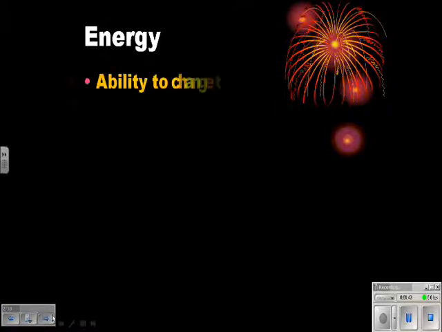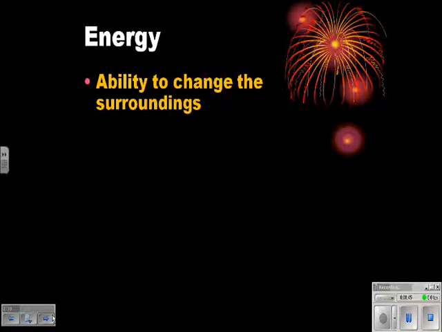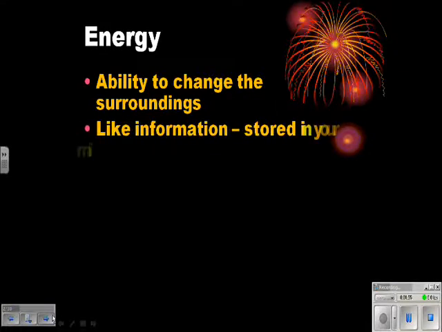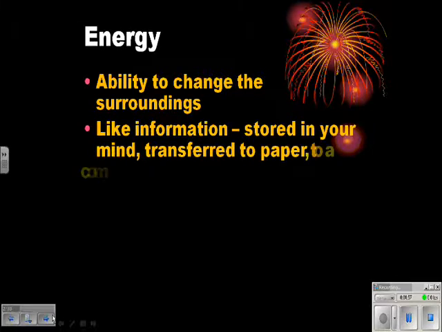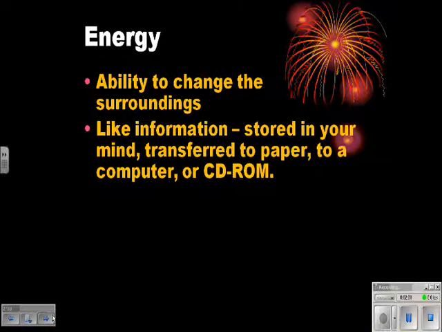So let's go ahead and start with first just a basic definition of energy. Energy is something that has the ability to change its surroundings. And energy in and of itself, you can think of it like information. You can store energy, and that energy can then be transferred to other things.